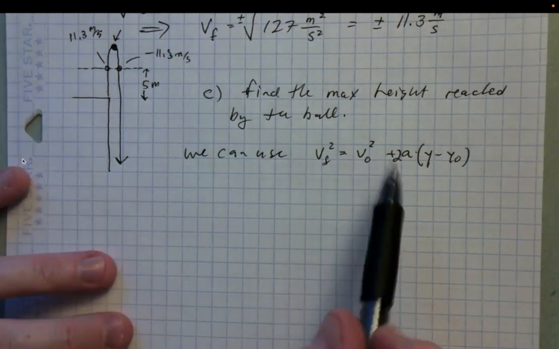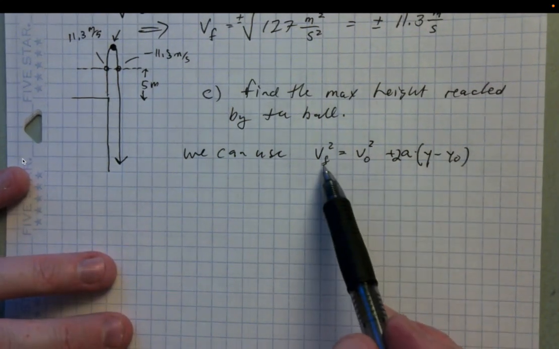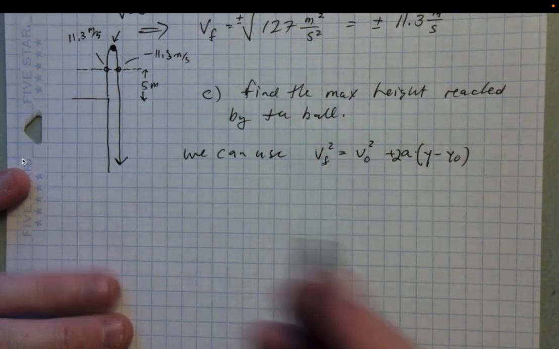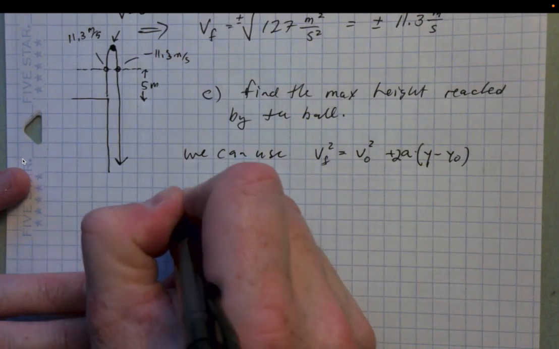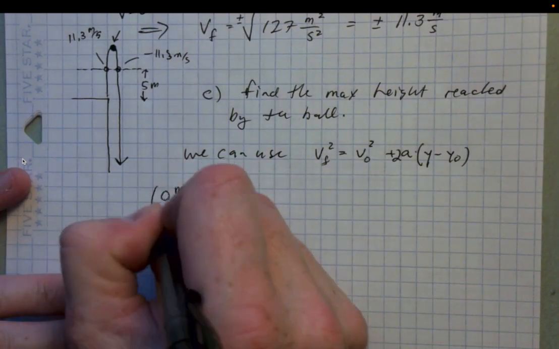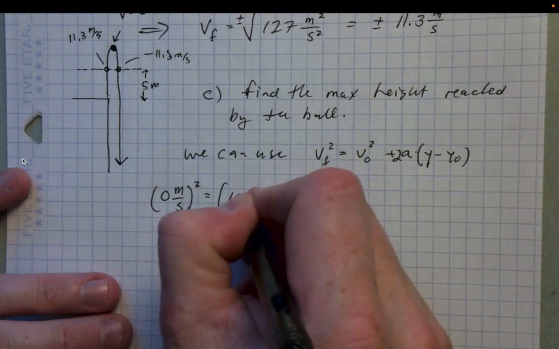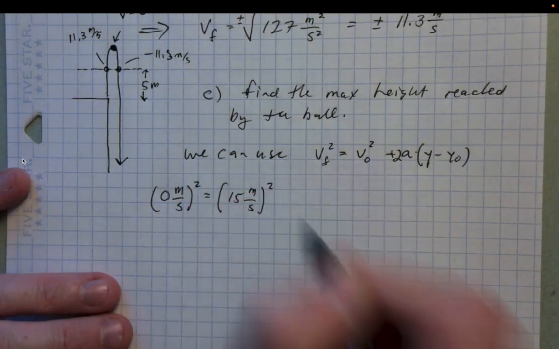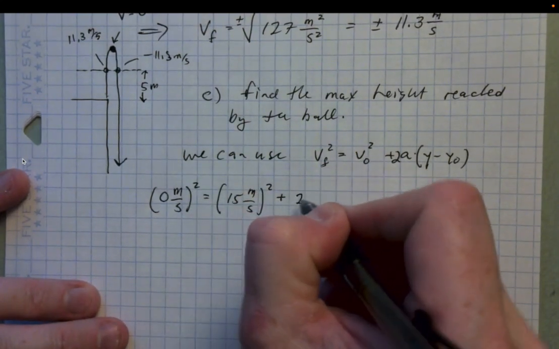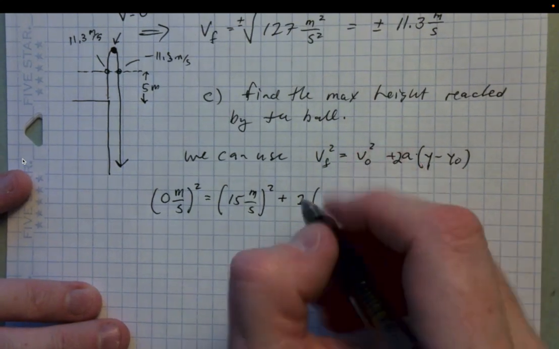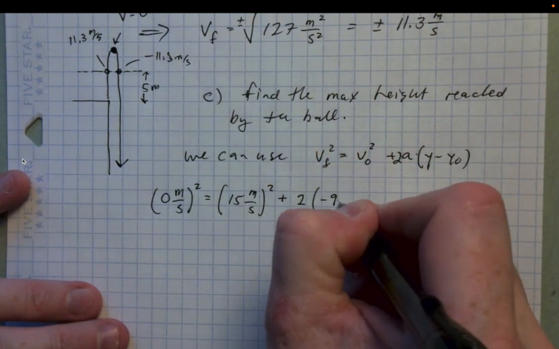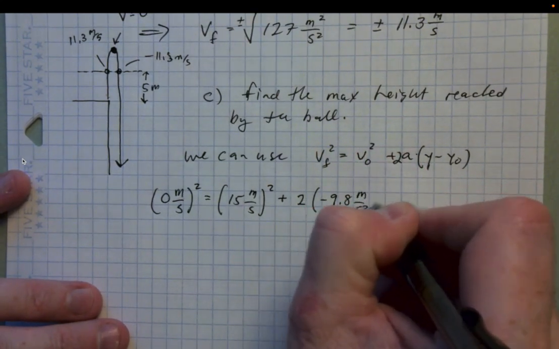The key thing here is that we want to know when the final velocity is equal to 0. And so we say 0 meters per second, quantity squared, equals 15 meters per second, quantity squared, plus 2 times the acceleration, which is gravity in the negative direction, negative 9.8 meters per second squared.